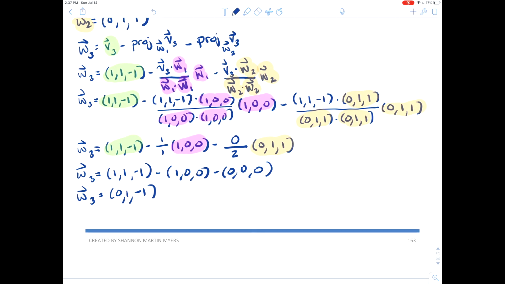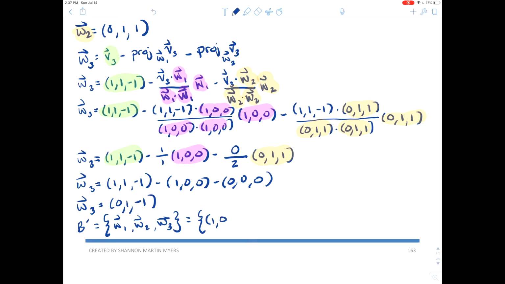We're almost there. We have our basis B prime, which is an orthogonal basis, right? So our orthogonal basis is made up of W1, W2, and W3, which is what? W1 was 1, 0, 0. W2 was 0, 1, 1. And then W3 ended up being 0, 1, negative 1. So this is an orthogonal basis. But we need to find an orthonormal basis, right?